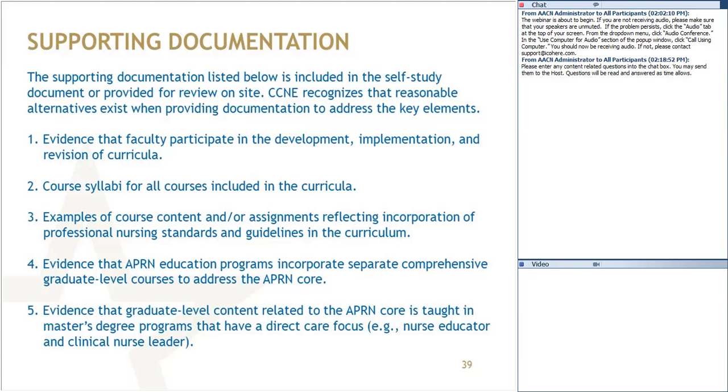Number one is the old number 7, number two is the old number 1, and for course syllabi, the expectation is that all syllabi for all courses that are under that particular review be available to the site visitors. We do not dictate or mandate that they're in paper form or electronic or whatever. There's no prescription about that, but the visitors really need access to that. Number 3 is the old number 8, examples of course content or assignments.